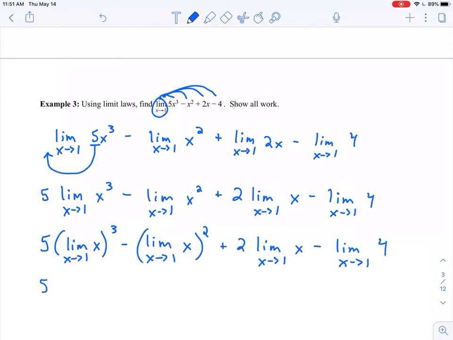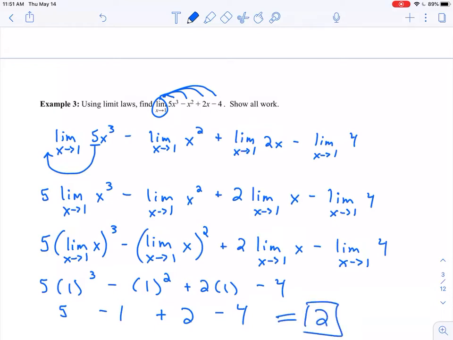So I have 5 times 1 to the third minus 1 squared plus 2 times 1 minus 4. And then, okay, now we can go evaluate this. We should end up with 5 minus 1 plus 2 minus 4. 5 minus 1 would be 4, plus 2 is 6, minus 4, my limit is 2 here at the end. So a lot of work when we're dealing with polynomials.